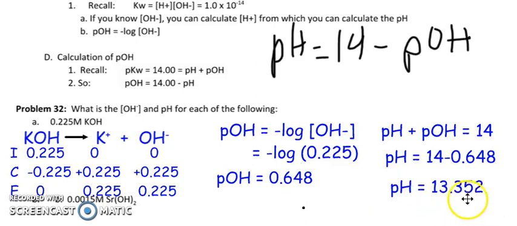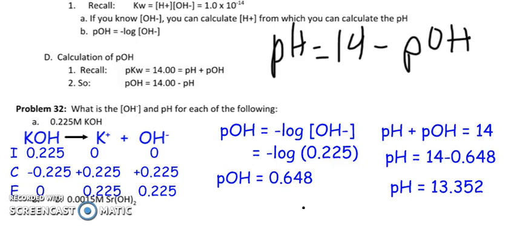Why do I have all these sig figs? Remember, let's talk about this. There's really only 3 sig figs, the 0.352. The 13 really reflects your exponent, so that doesn't count in the sig figs, but the 0.352 does, because we start off with 3 sig figs over here. So in order to answer my question, the hydroxide concentration is 0.225 and the pH is 13.352. So what does it tell you?